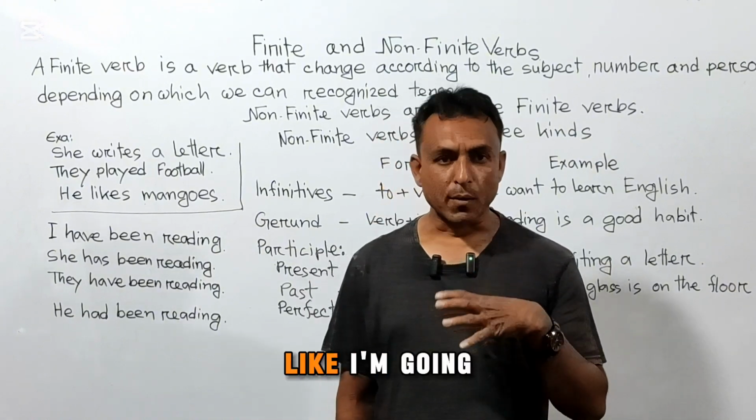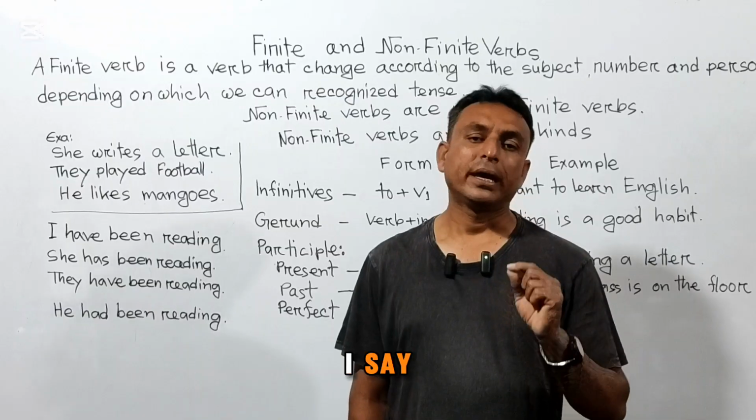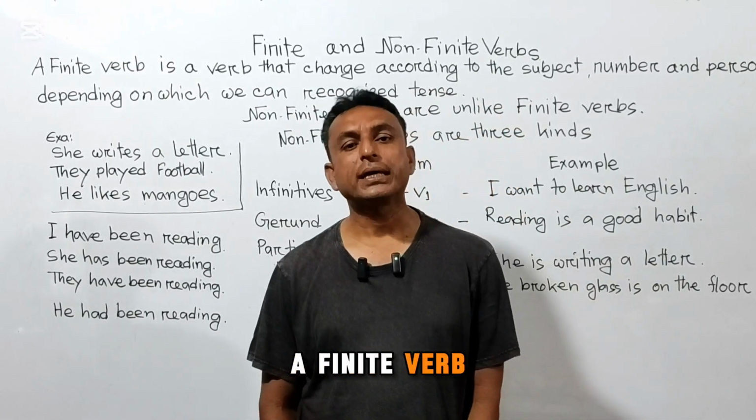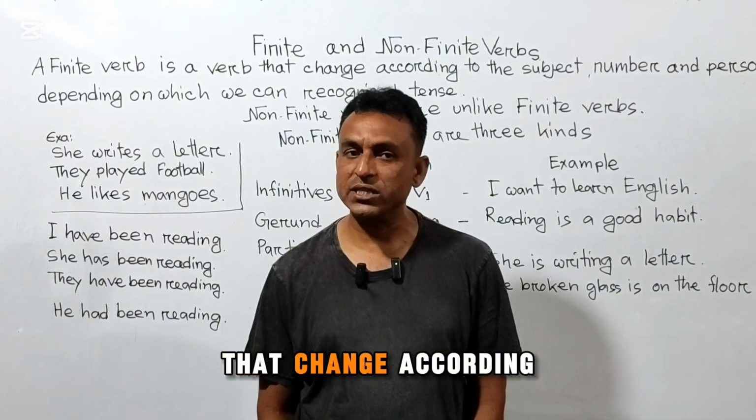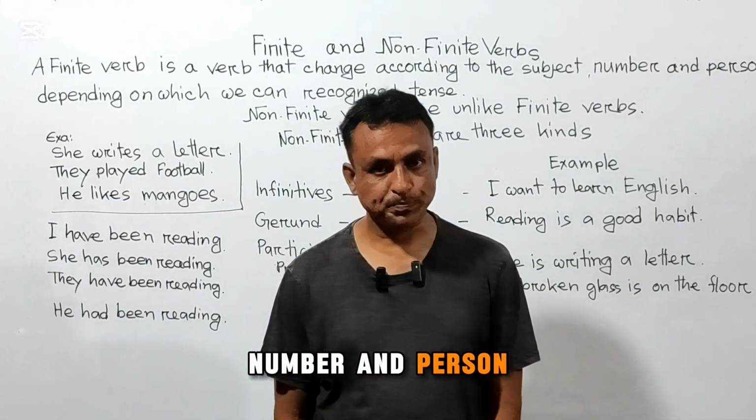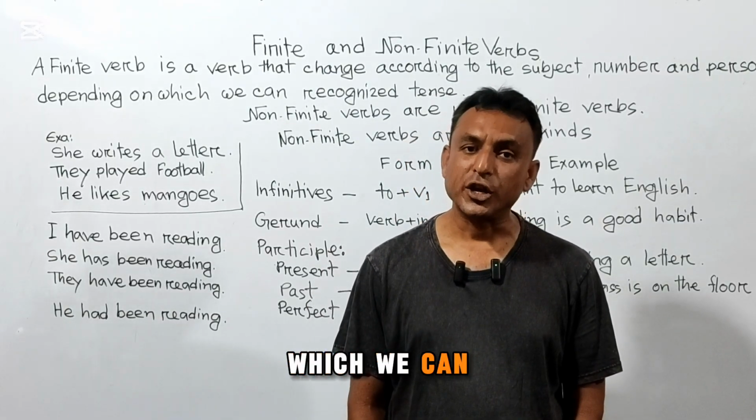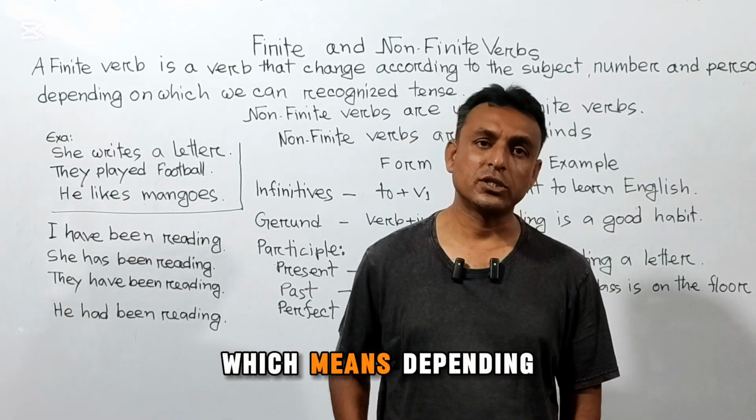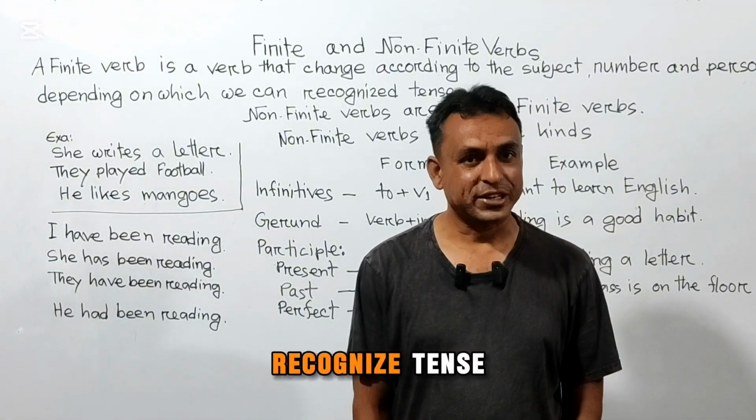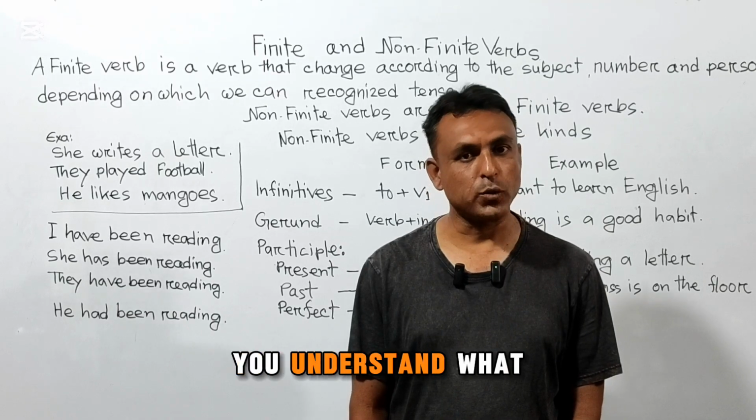I am going to tell you one more time. What did I say? A finite verb is a verb that changes according to the subject, number, and person, and depending on which we can recognize tense, which means depending on a finite verb we can find out the tense. Can you understand what I said?